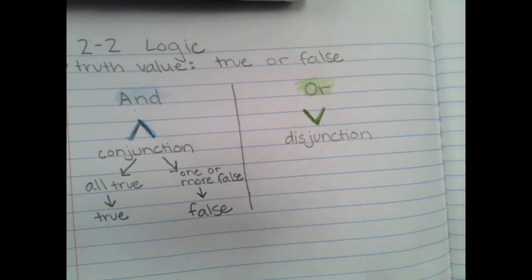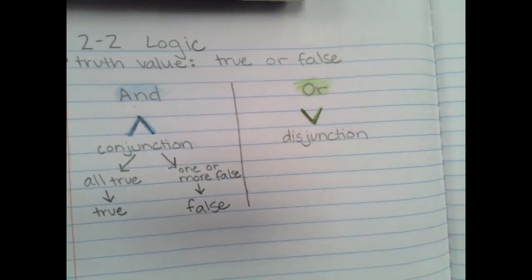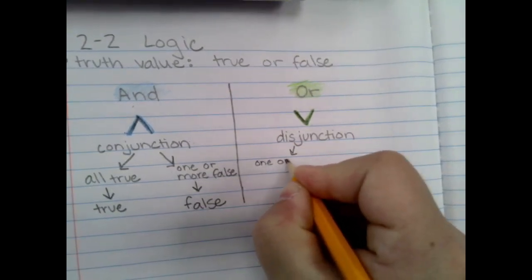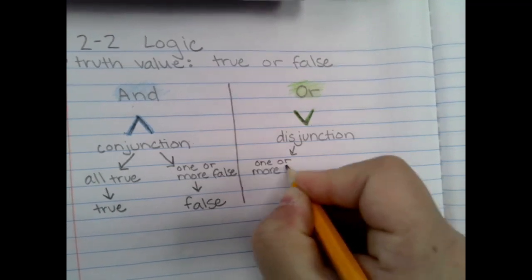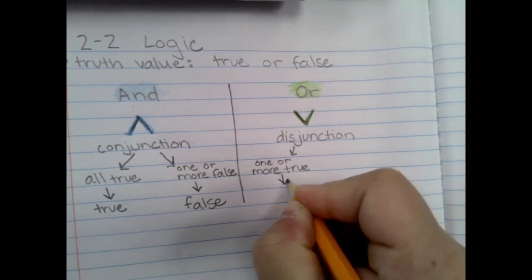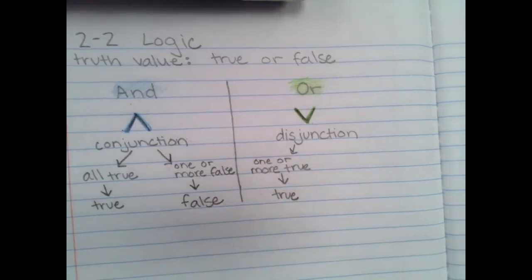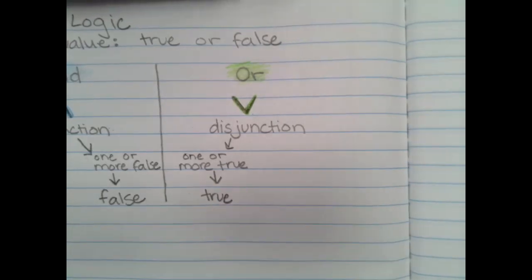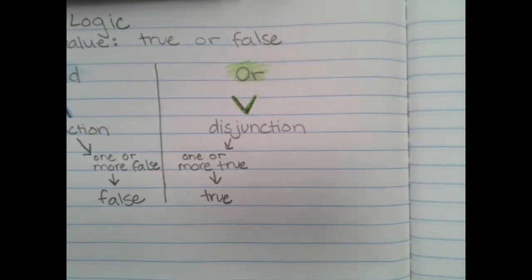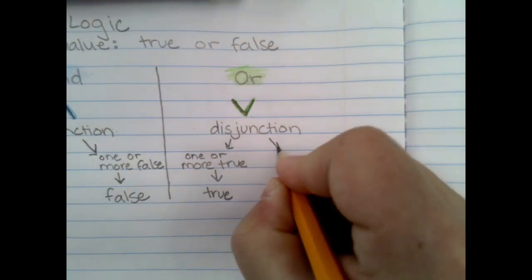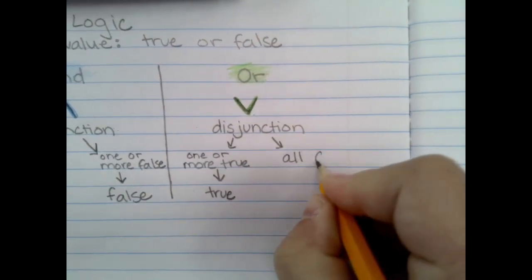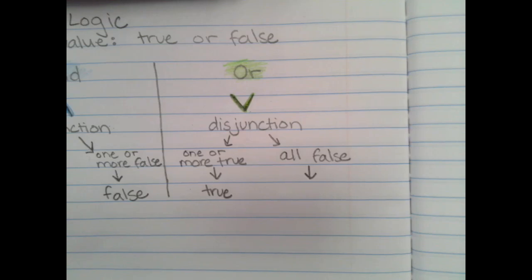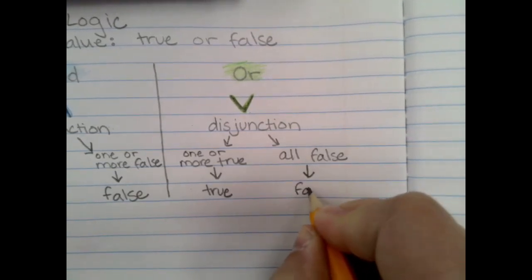But with a disjunction, because we have that separation of the or, this time, if one or more is true, then it's true. They can both be true, but you only need one to be true for a disjunction. And the only way that a disjunction would be false is if everything is false. All is false. You don't clean your room and you don't do the dishes. You didn't do either one. You don't get to go to the movies. It's false.